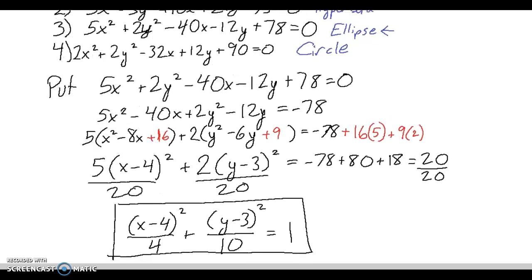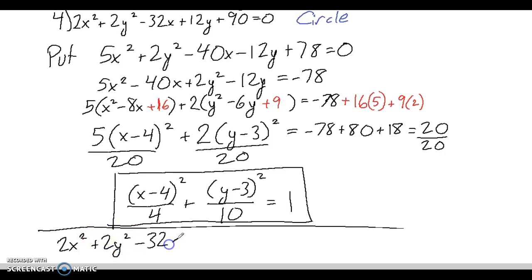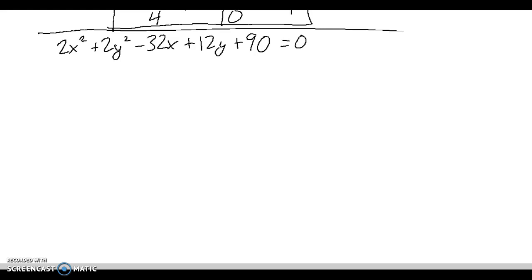Let's look at that circle also. So the circle was 2x squared plus 2y squared minus 32x plus 12y plus 90 equals 0. We're going to follow a similar set of steps. We start by grouping our terms. So we have 2x squared minus 32x plus 2y squared plus 12y equals -90.